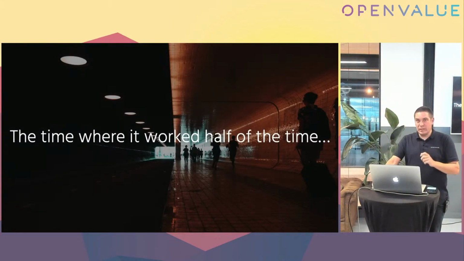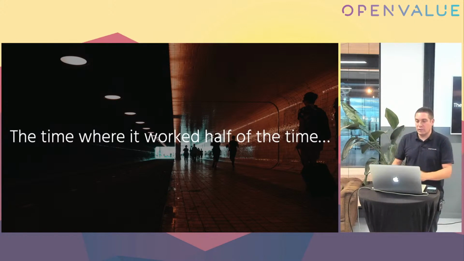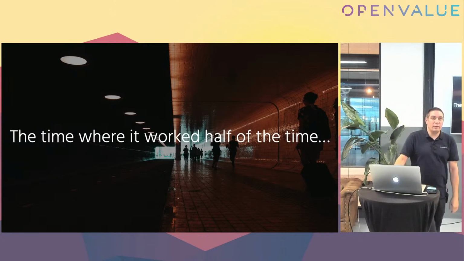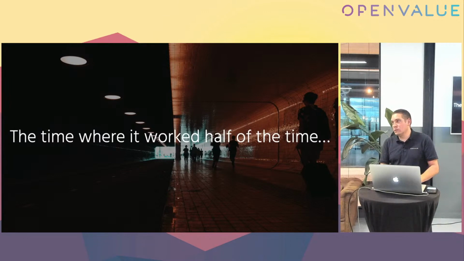So the one where it worked half of the time. This was a system where you could generate a PDF. So you would click a link, the system would generate a PDF, and then you could download the PDF and look at it. So this worked on the test environment, and then we went to a staging environment, and it worked about half of the time. Any ideas what could be wrong?